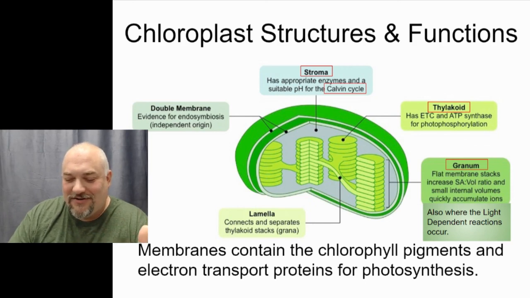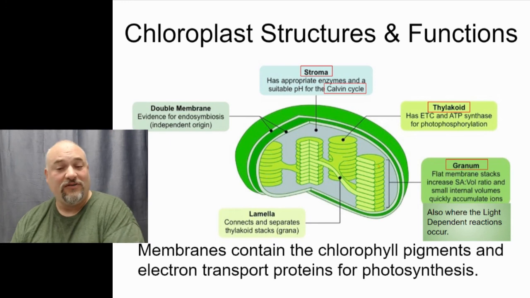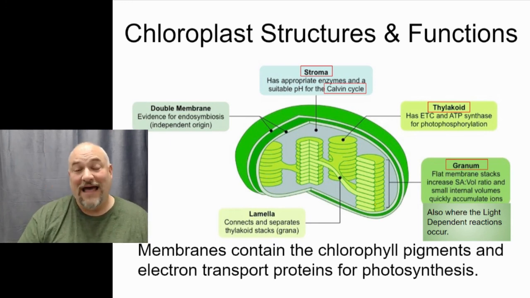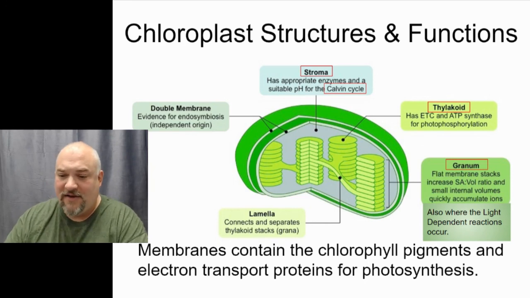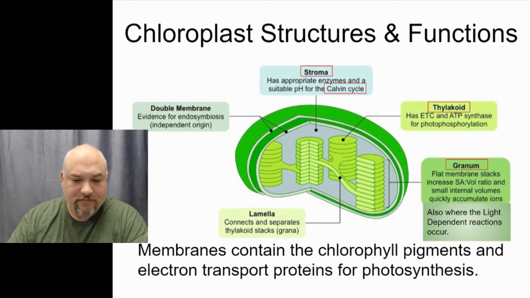So we can concentrate these reactions, and this is where light dependent reactions occur. There are both light dependent and non-light dependent, or dark, reactions in photosynthesis, which we'll talk about later. But the light dependent ones happen in these grana and the thylakoids here.